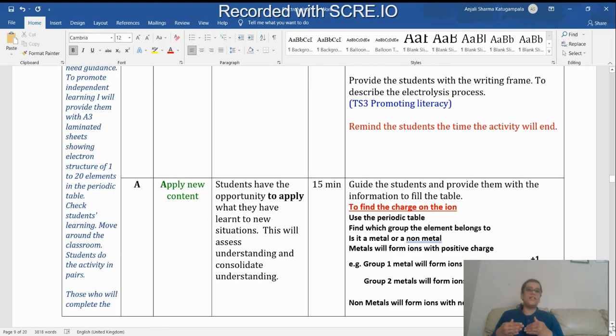I have a laminated sheet of atoms 1 to 20 and their electron structure. It's drawn, and then I constantly question my students: what do you think? Will this atom lose or gain electrons? So they have to look at the diagram and then understand whether it will gain or lose, and what type of charge it will form.